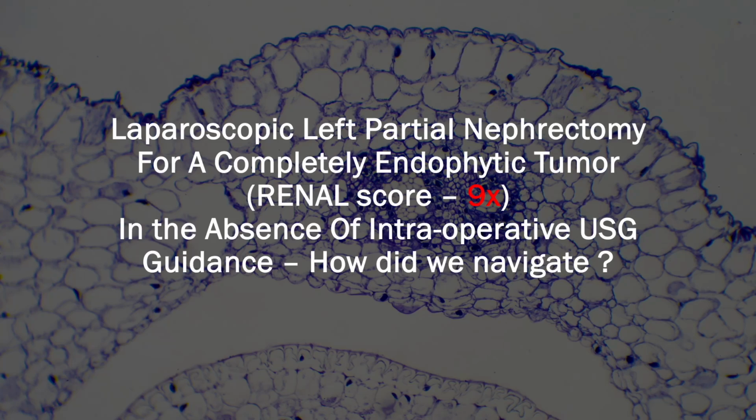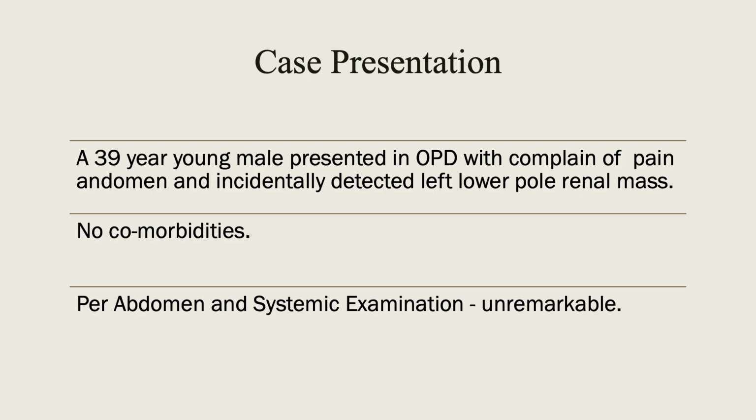Laparoscopic left partial nephrectomy for a completely endophytic tumor. In the absence of intraoperative USG guidance, how did we navigate? A 39-year-young male presented in OPD with complaint of pain abdomen and incidentally detected left lower pole renal mass. He had no comorbidities. Per abdomen and systemic examination was unremarkable.